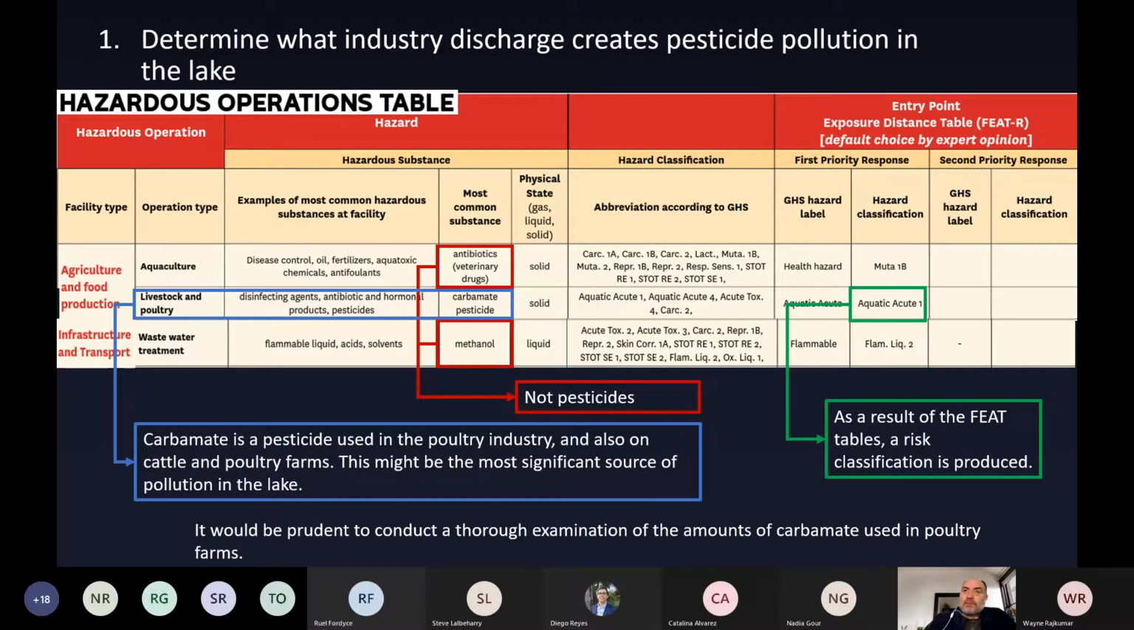However, just having in mind that aquatic acute is the first hazard, it is useful and prudent to conduct an examination of the amounts of carbamate used in poultry farms. So this brings me an idea that I need to do more, because the next step will be, anyone can help? What would be the next steps from just recognizing what the substance of interest is in this story problem, the one I need to address first?